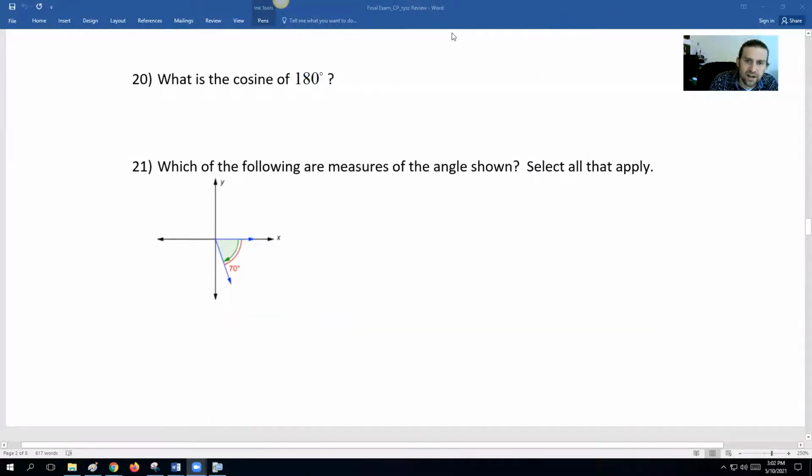All right, next. Find the following angle measurement. Select all that apply. Oh, I didn't put a list here. So what I want you guys to do is tell me the positive and negative versions of this angle here.